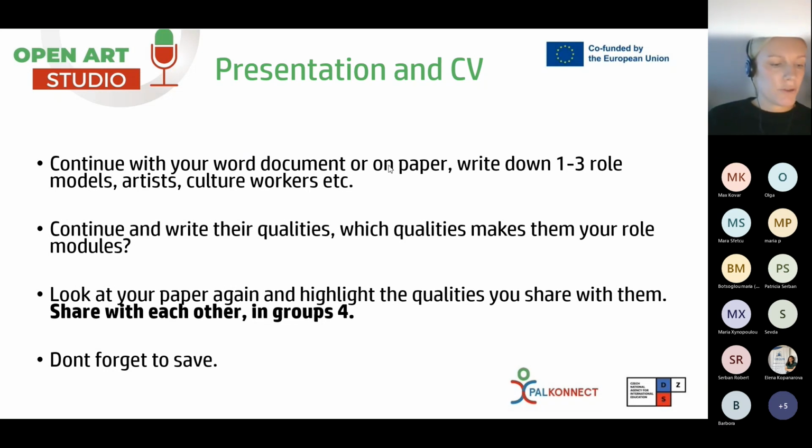Okay, so now you have written down your role models, 1 to 3 persons. I want you to continue now with the second step, to write their qualities. Just what pops up from the top of your head, which qualities make them your role model. Maybe a person is loyal, or, you know yourself. Continue writing their qualities. After you have done this, we're going to do the third step, and after that, we're going to talk with each other in groups.